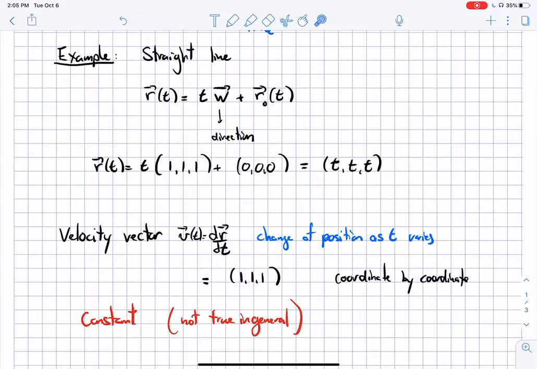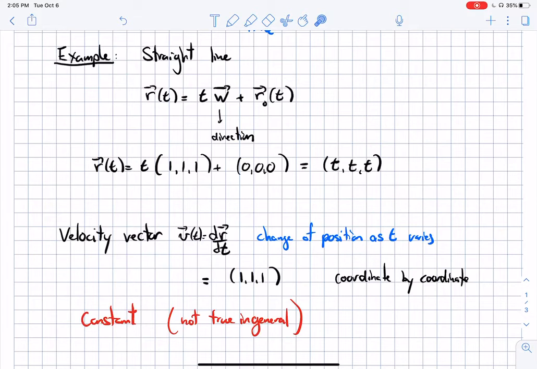Another important notion, and that's why I use the notation r here instead of v for vector, is an interesting quantity called the velocity vector. The velocity vector is simply the change of position as t varies. Since the position is in three-dimensional space, a change of position is also in three-dimensional space, so this velocity vector has three components.